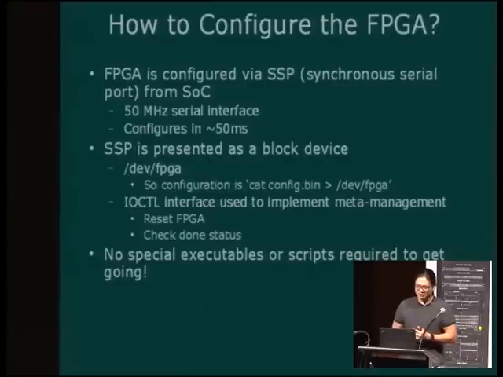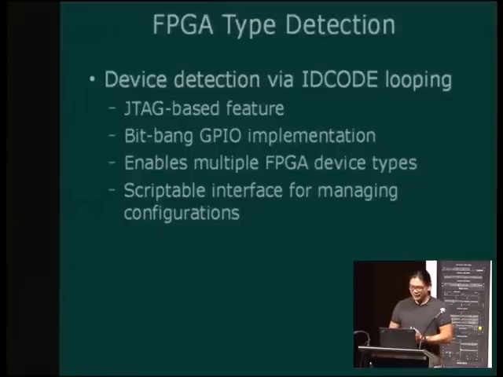Use some IOCTLs to go ahead and reset the FPGA or check the done status. No special executors or scripts required to get going. Another thing we did is that because FPGAs have many pin-compatible variants you can put into the single slot, we have to figure out which FPGA we're talking to prior to doing the configuration. So we use a set of GPIOs with JTAG-based ID code looping. We wiggle the JTAG lines and see what ID codes come back. And from there, we can automatically switch multiple FPGA types based upon what the customer build is.